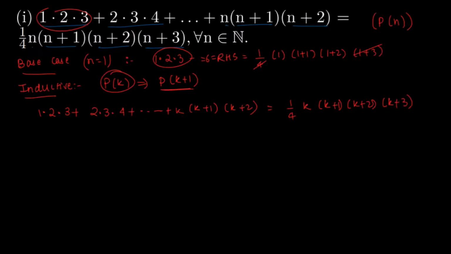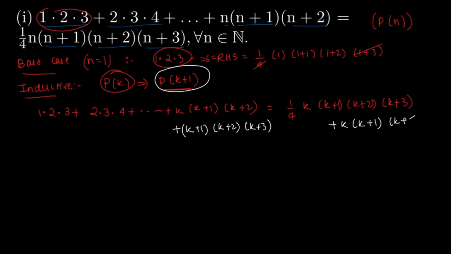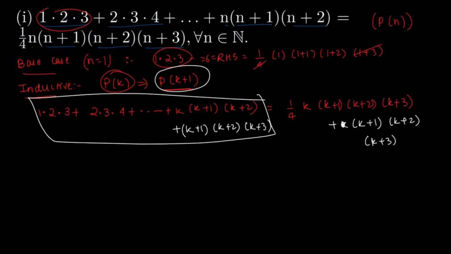Now, when we transition towards proving P of k plus 1, we just need to add one term right here. So we need to add k plus 1 times k plus 2 times k plus 3. And since we are adding this to the left-hand side, we also add this to the right-hand side. So we do this, sorry, k plus 1, k plus 2 times k plus 3. Now, this thing, left-hand side, is what we need to get in order to prove P of k plus 1. We now simplify this part.